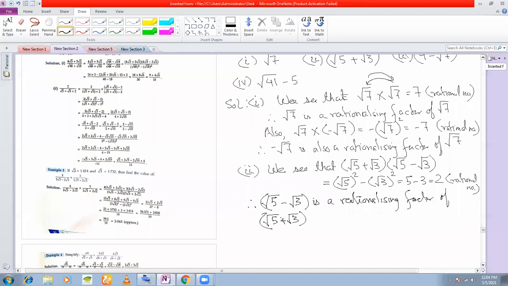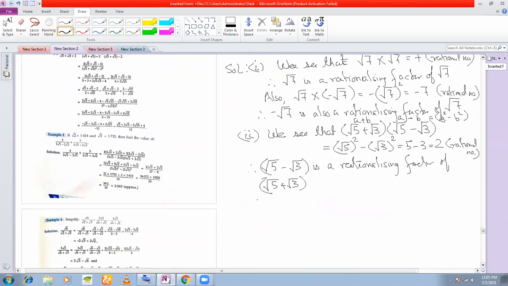How could we find this? Whenever you come across this kind of problem, when the addition of two surds is given, if a plus b is given to you, then the rationalizing factor will always be of the form a minus b, so that you will get the result a square minus b square. Is this clear? Yes, sir.